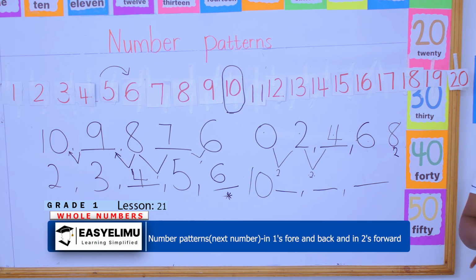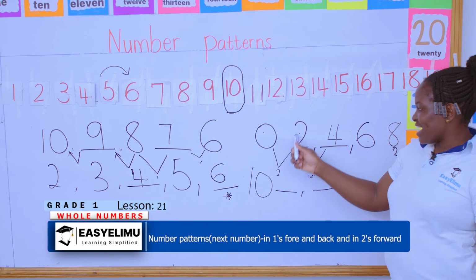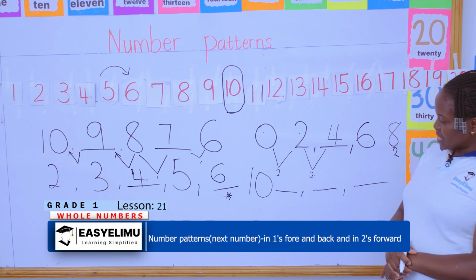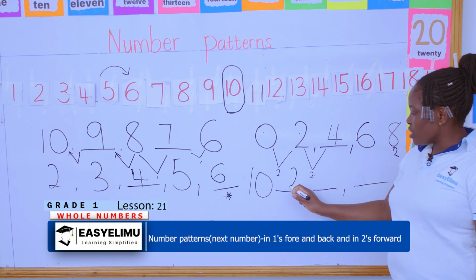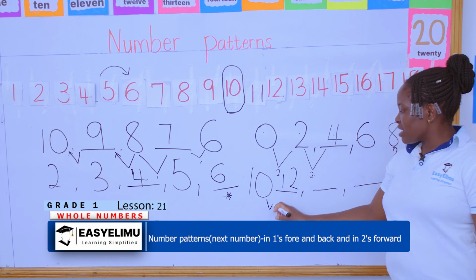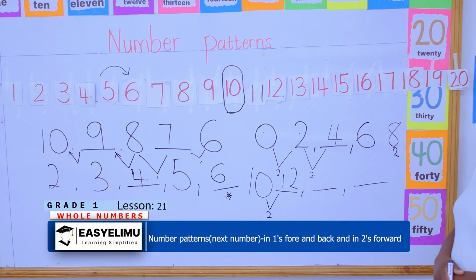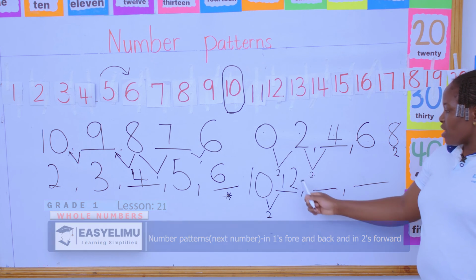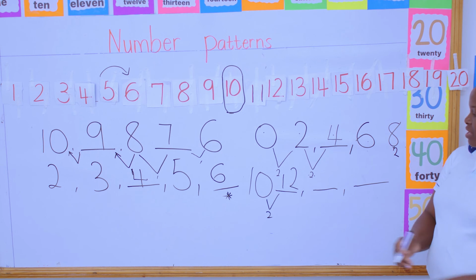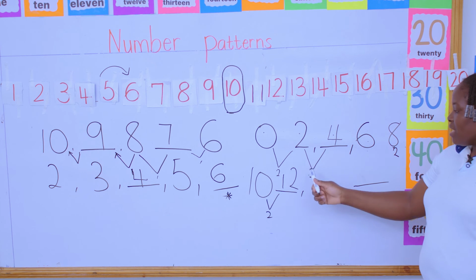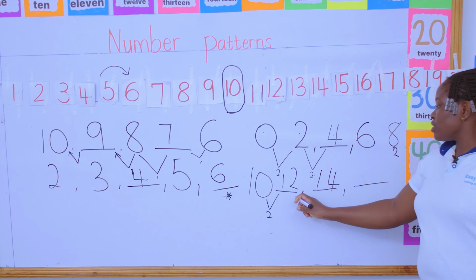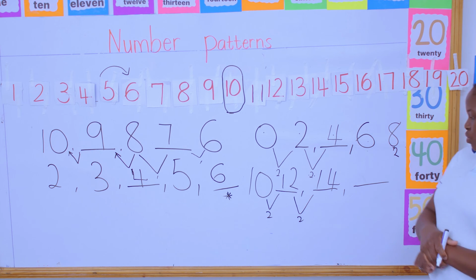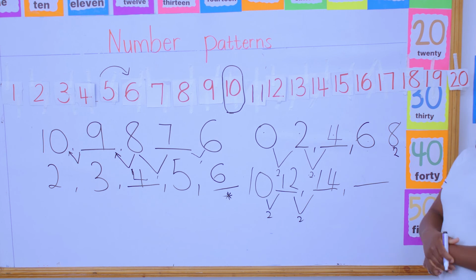Now ask yourself, which number follows 10 that has a 2? Class, which number follows 10 that has a 2? The number that follows 10 that has a 2 is 12. They have increased this by 2. Are we together? Then again you ask yourself, which number follows 12 that has a 4? So the pattern becomes very easy. The number that follows 12 that has a 4 is 14. So the number again has increased by 2. So if I increase 14 by 2, what will I get?